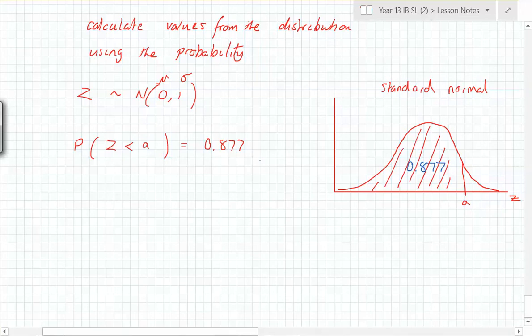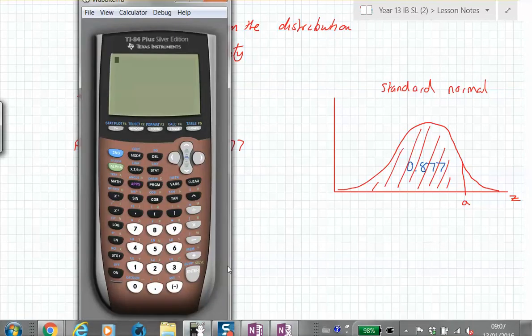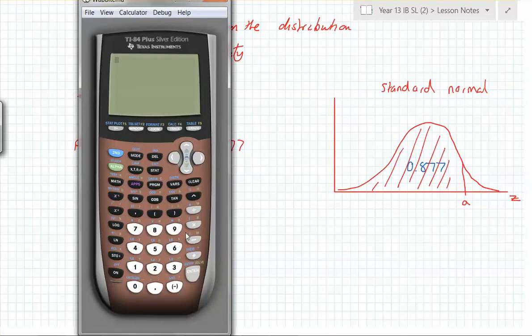So if you were going to do it the other way round, you'd have a value for A, you'd have to work out lower bound, upper bound of whatever that value was, and you'd end up with 87.7%. But we're going to use our calculator for inverse norm. Does anyone remember where inverse norm is? I'm sure you've seen it. So distributions again. Inverse norm.